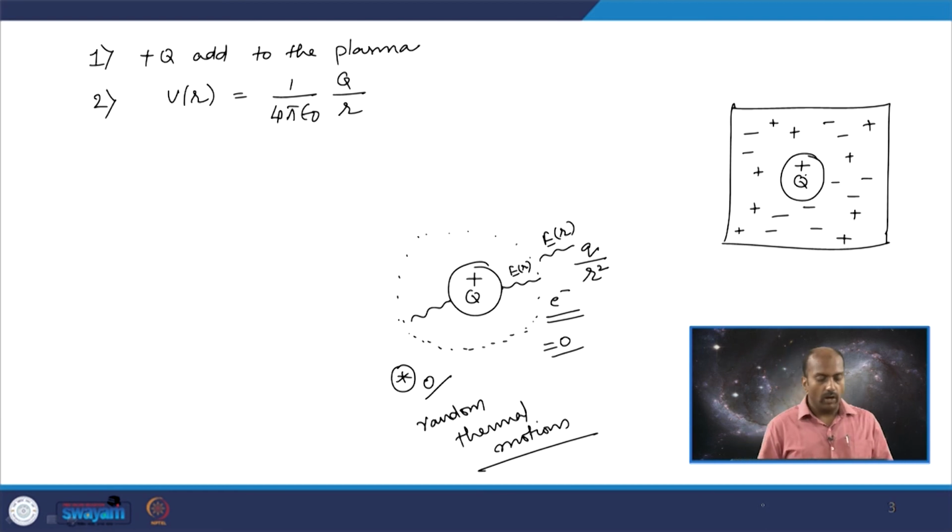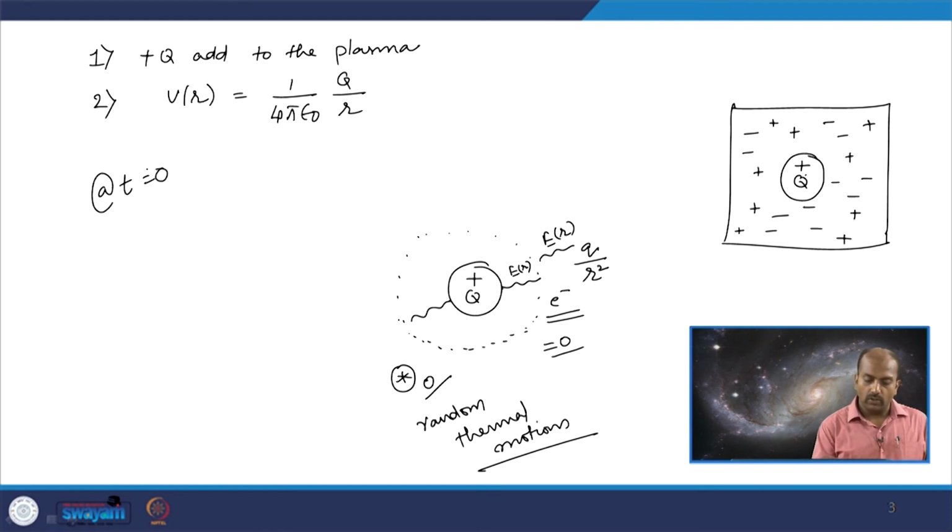Okay. So, we will allow enough time to pass. We want to find the electric field inside over a long period of time. That means we want to find the averaged field over a sufficiently long period of time. Now, let us consider at t equals 0.